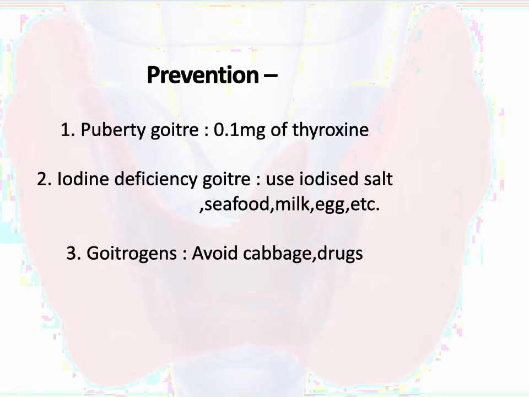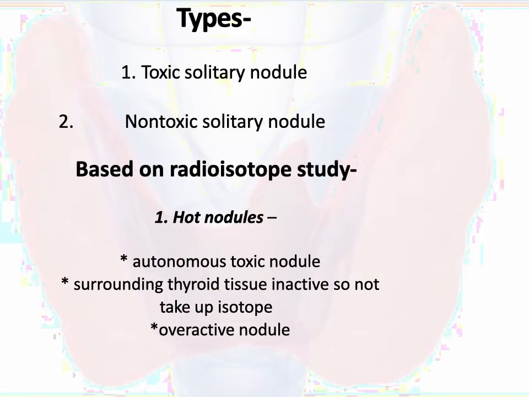Prevention: if there is a puberty goiter, right, at the age of 14, 15, then you give 0.1 milligram thyroxine. If iodine deficiency, you use iodized salt, seafood, milk, eggs, etc. And goitrogens, avoid cabbages and drugs, because they cause enlargement of the thyroid gland.